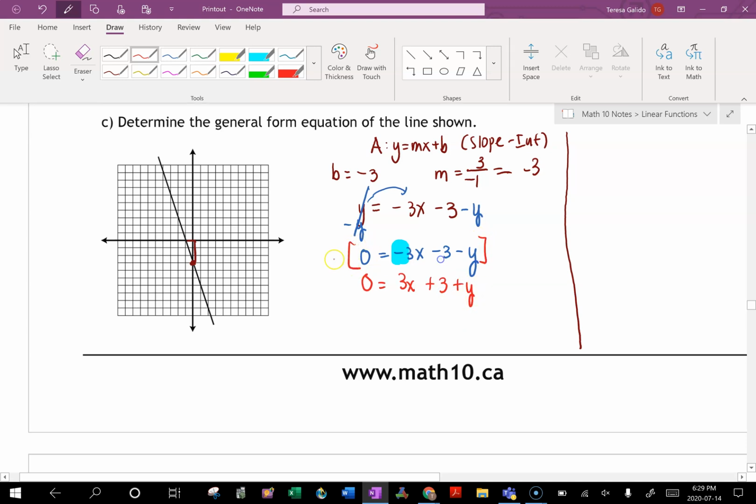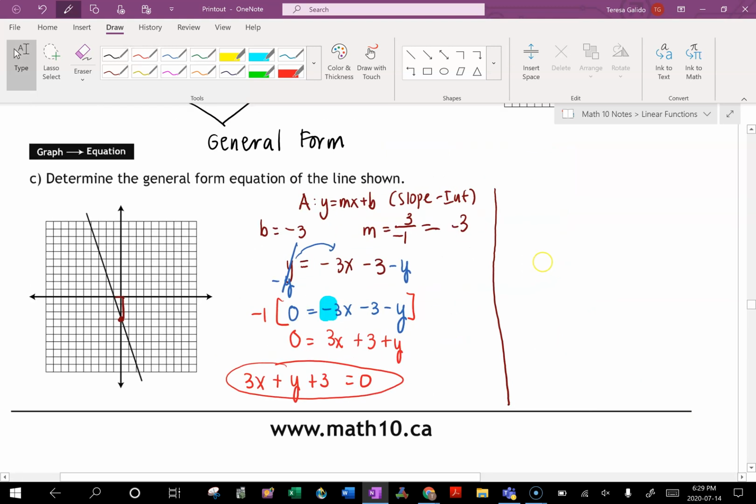So again, what did we do here? We multiply every single thing by -1 because the general form tells us that x there should be positive. If x is already positive, there is no need for us to multiply it by -1. So the equation of the line in general form is 3x plus y plus 3 is equal to 0. I just switched things around, but that should be okay. So here we are. Okay?